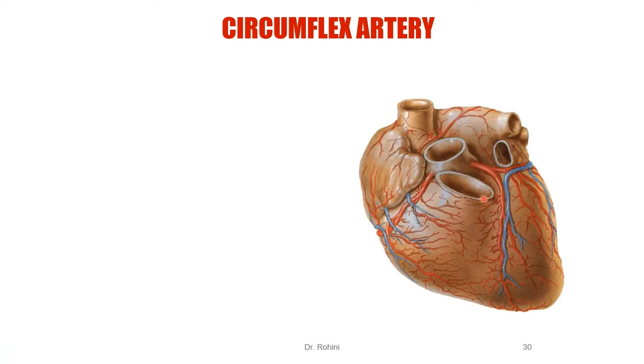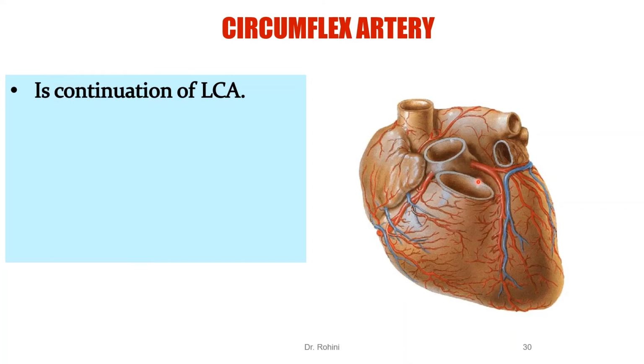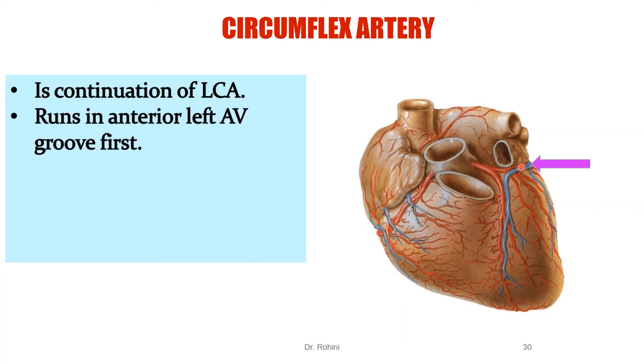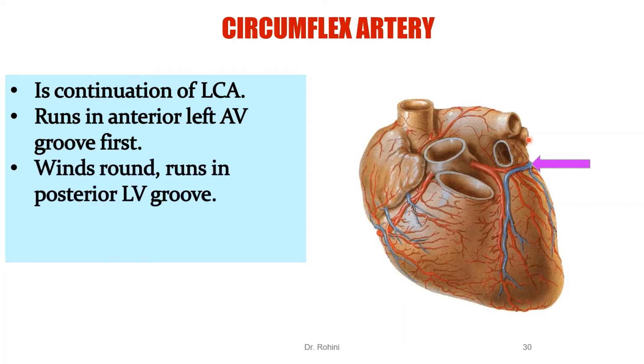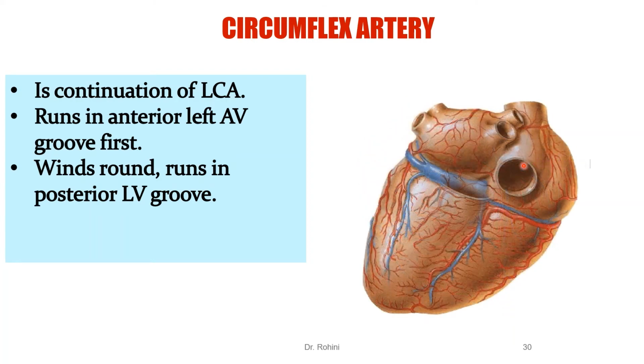Now coming to next branch, circumflex artery. It's a continuation of left coronary artery. You can see here, running in the anterior part of left atrioventricular groove first. Then it winds round along the groove and reaches into the posterior part of the atrioventricular groove. So here, this is your circumflex artery. This is the coronary sinus actually. Okay, so tributaries of the coronary sinus are all there accompanying these arteries.